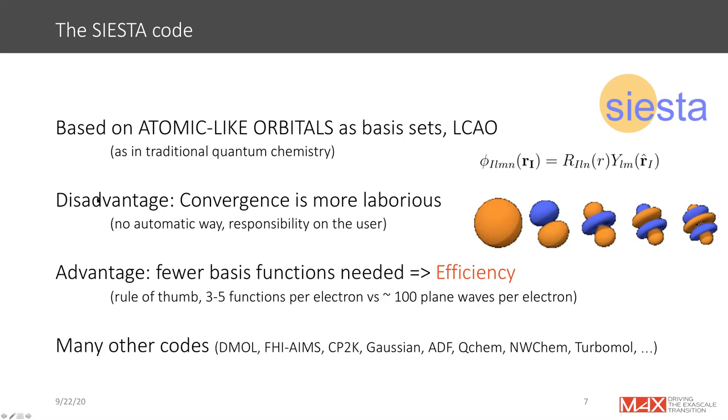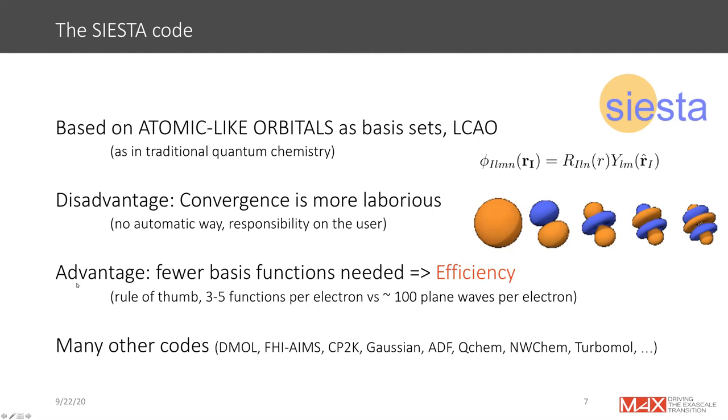The disadvantage of this kind of scheme is that convergence with basis set is much more laborious. It's not systematic or automatic as you could do it with things like plane waves. It is the responsibility of the user to choose the right basis set for your problem, your system, the kind of accuracy you need, and so on. So it's, again, more laborious and less automatic.